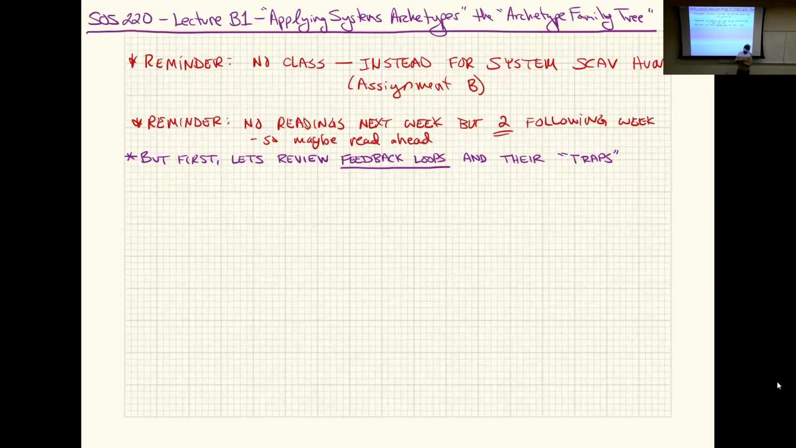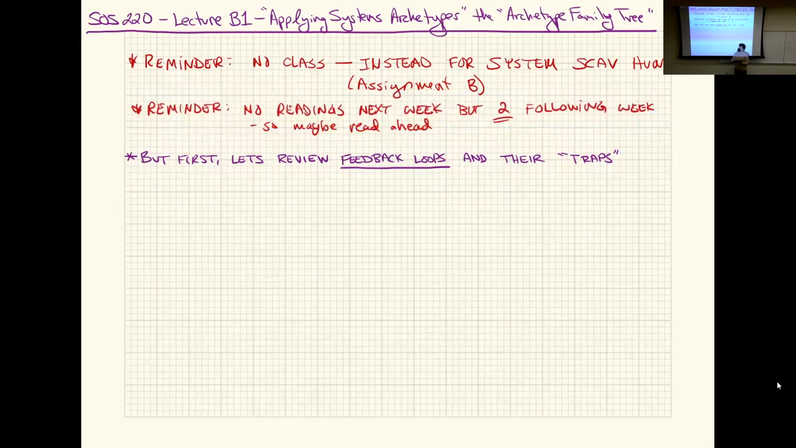Okay. Add a little separation. Hopefully that's readable. Okay.